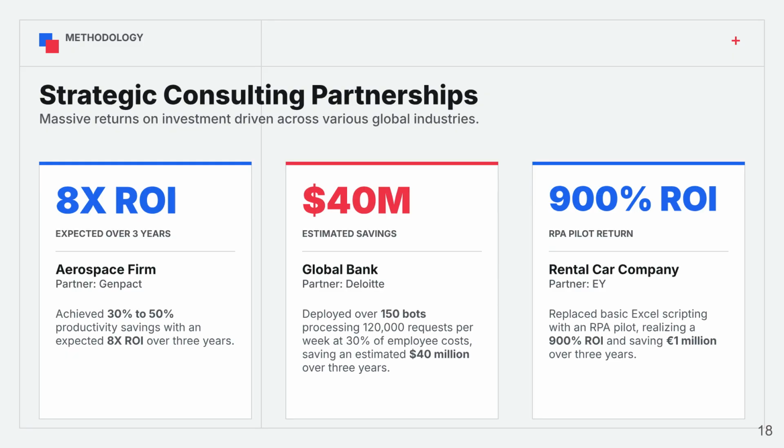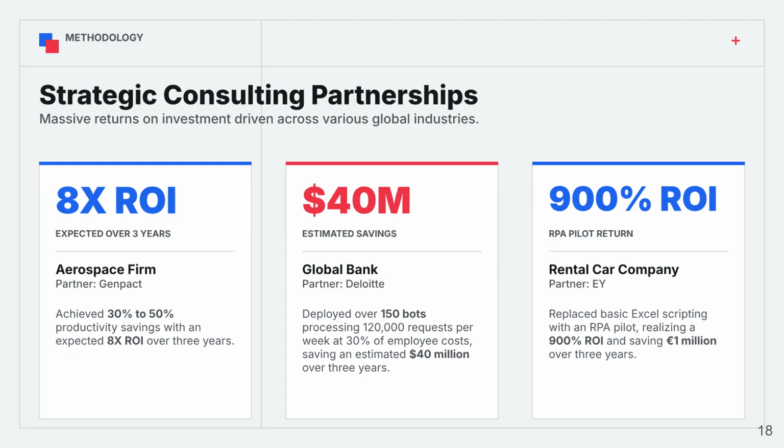By redesigning workflows and introducing RPA, the organization achieved productivity improvements of around 30 to 50% and projected an impressive 8 times return on investment over 3 years. This demonstrates that automation can generate substantial long-term business value when combined with process optimization. Another example involves a global bank working with Deloitte.